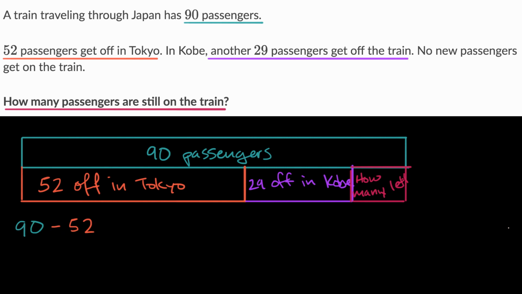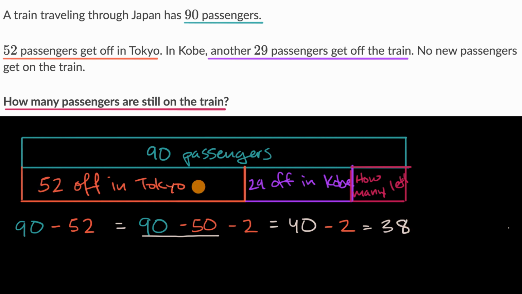All right, well, one way to think about it, 90 minus 52 is the same thing as 90 minus 50 minus 2. So I could write it this way, minus 50 minus 2. And you might recognize that 90 minus 50, that's 9 tens minus 5 tens. That's going to be 4 tens. This is going to be 40. So this is going to be 40 minus 2. And then 2 less than 40, well, that's going to be 38. So this is going to be equal to 38.